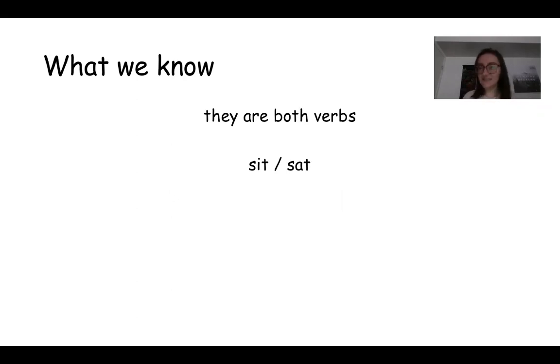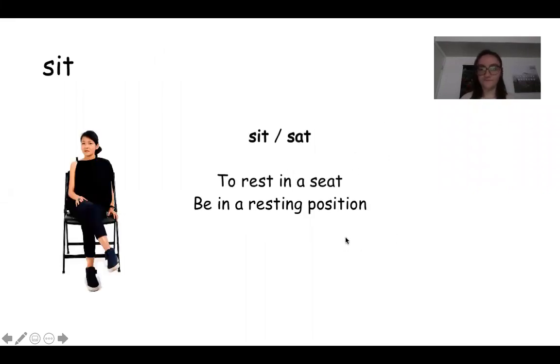So sit is the simple present. Sat is the simple past. Set, this one's an easy one because you can use set for present tense, but you can also say set for past tense. So super easy for that one. So sit is simple present, sat is simple past, set is simple present, and set is simple past. And these are two different verbs.